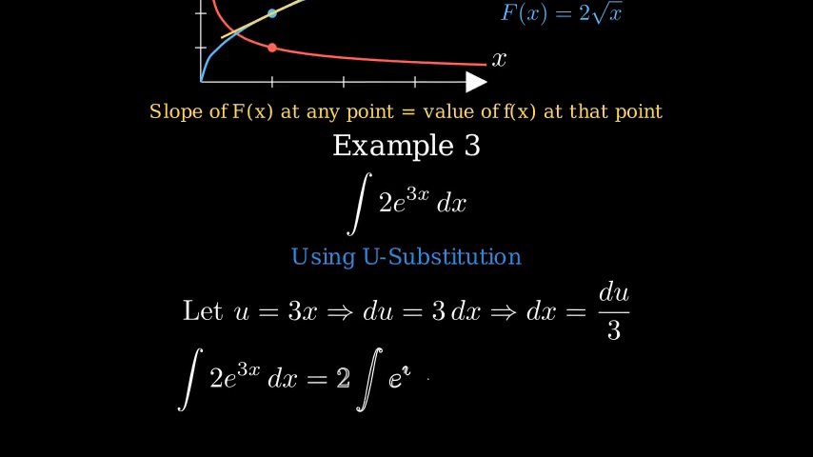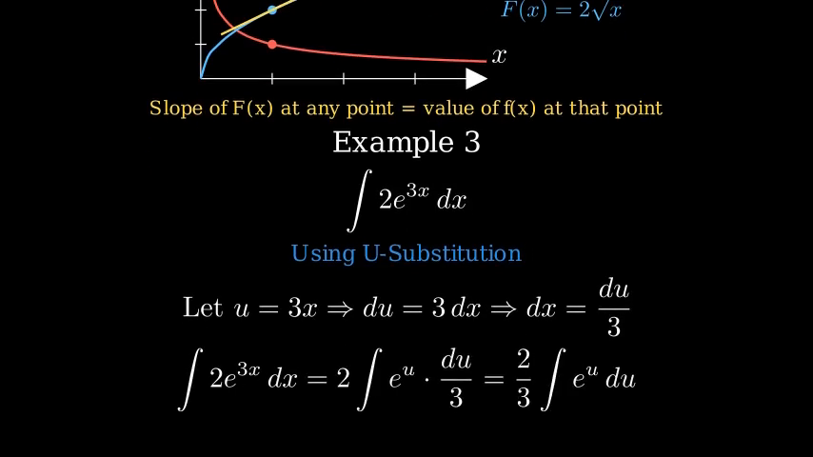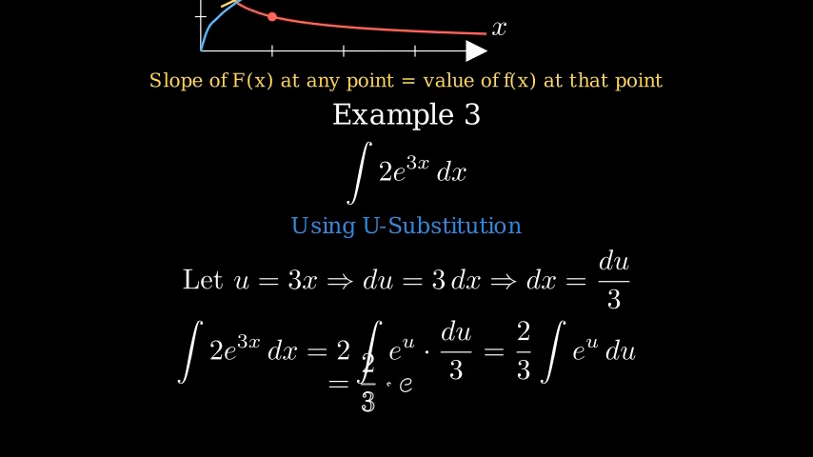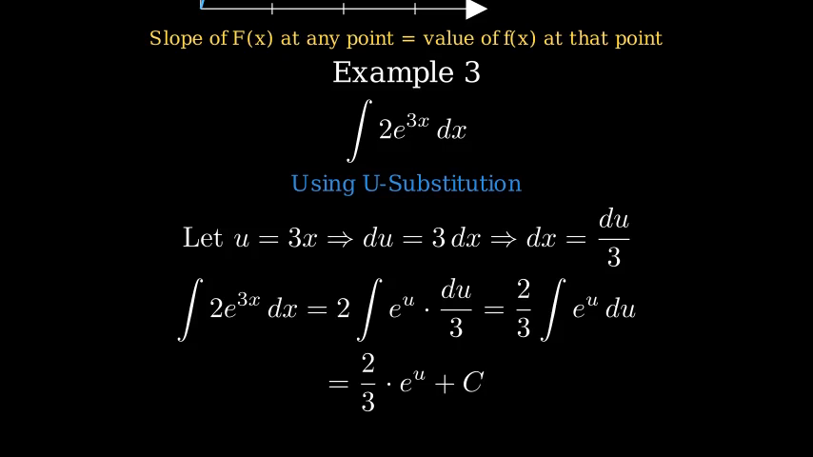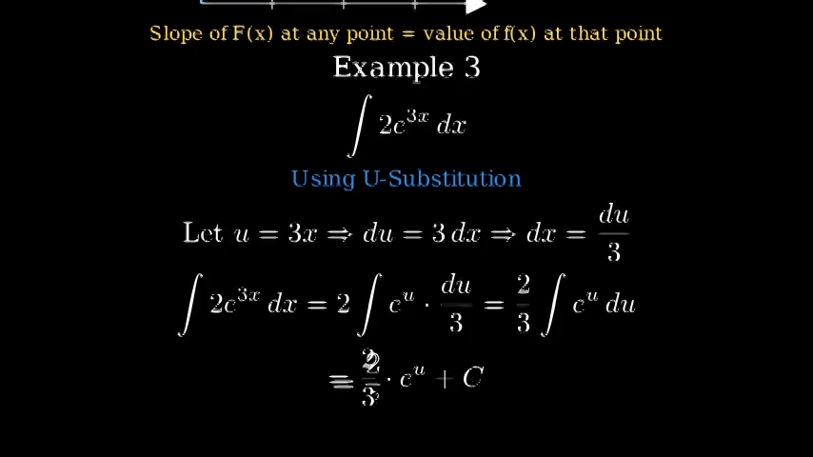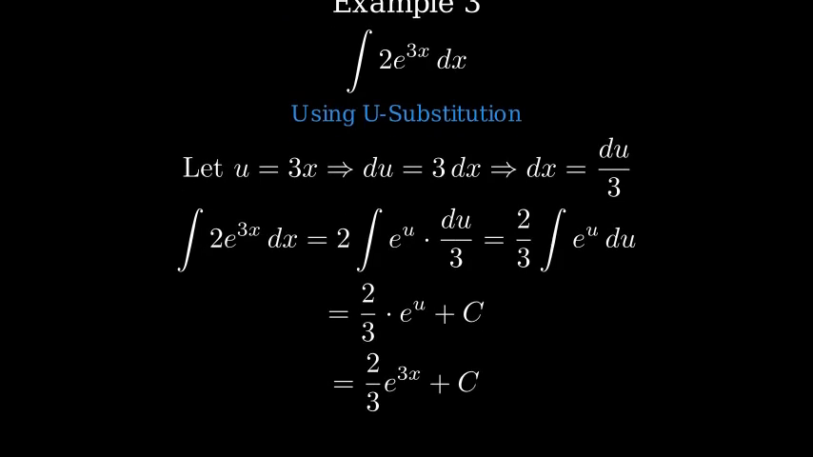Step 2. Rewrite the integral in terms of u. The integral of 2e to the 3x dx equals 2 times the integral of e to the u times du over 3. This simplifies to 2/3 times the integral of e to the u du. Step 3. Integrate using the standard formula for the integral of e to the u, 2/3 times e to the u plus c. Step 4. Substitute back to get our final answer, 2/3 times e to the 3x plus c.